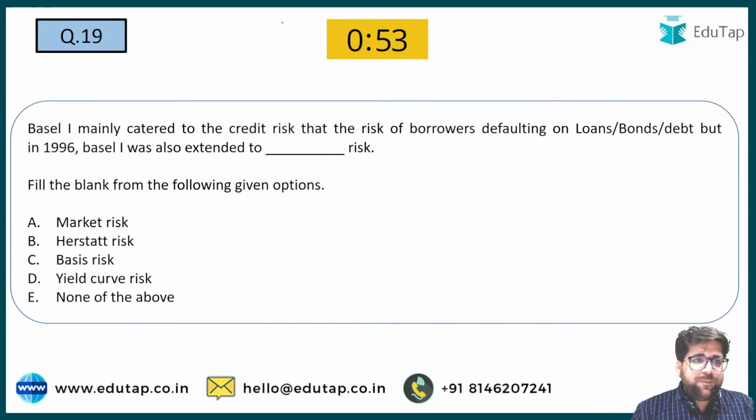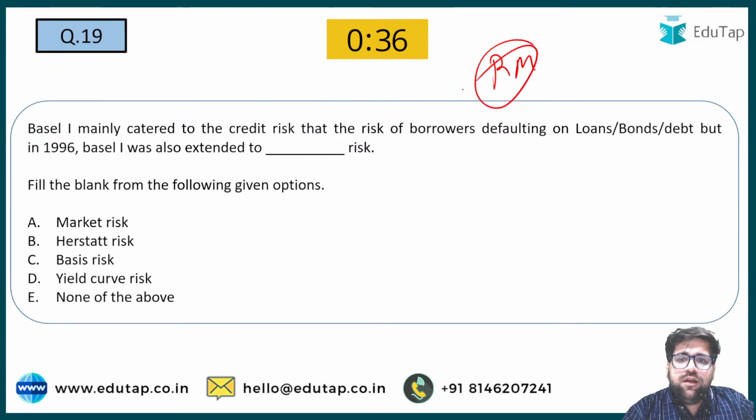Question number 19, my favorite chapter. There are some unemployed people in my classes as well, I can see. Not answering the question, just wasting their time. Question number 19, come on. Question number 19, my friend. Basel 1, mainly this is your risk management chapter.